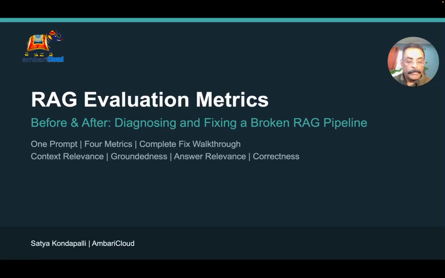I'm going to present metrics. When you build a RAG application or any LLM application, you need to evaluate how your application is working. Diagnosing and fixing a broken RAG pipeline. Here I'm going to use one prompt and 4 metrics, and do a complete fix walkthrough. In this video, I'm going to discuss what the 4 metrics are: context relevance, groundedness, answer relevance, and correctness.